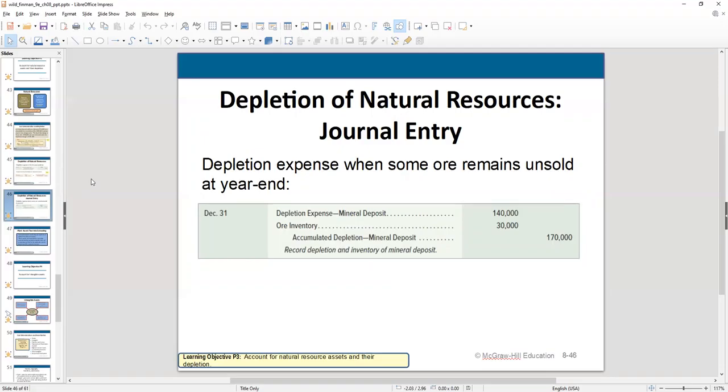So if some ore remains unsold, then you're going to carry that in ore inventory. So in this example, we can see that you carry the depletion expense for the mineral deposit at whatever is extracted out of the ground, and then the balance is carried in ore inventory. And then you will credit the accumulated depletion of the mineral deposit, so that both sides, debits and credits, equal each other.